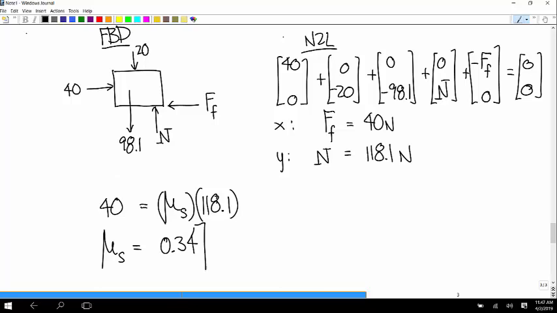And so if the box and the surface are made out of materials that have a static friction coefficient of 0.34 or bigger, then it'll stay at rest. If these two have a coefficient that's smaller than that, say the box is wood or something, but the surface is ice, you have a smaller coefficient of friction, then it'll slide. Any questions? Okay, that's all.